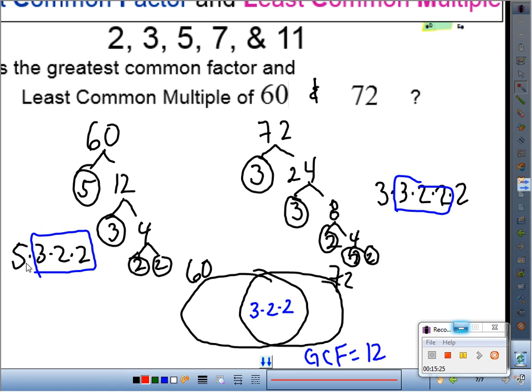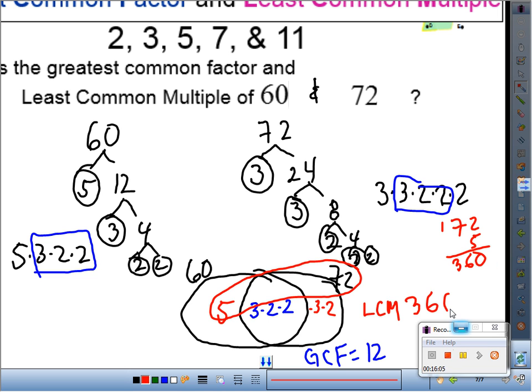What's left for this one? 5. And what's left for this one? 3 times 2. Are we there so far? Okay, so now let's find out our LCM. What would be easiest to do? Multiply all of them like this, or just 5 times 72? Okay, LCM. 72 times 5, let's see. 360. Hands up if you got 360.